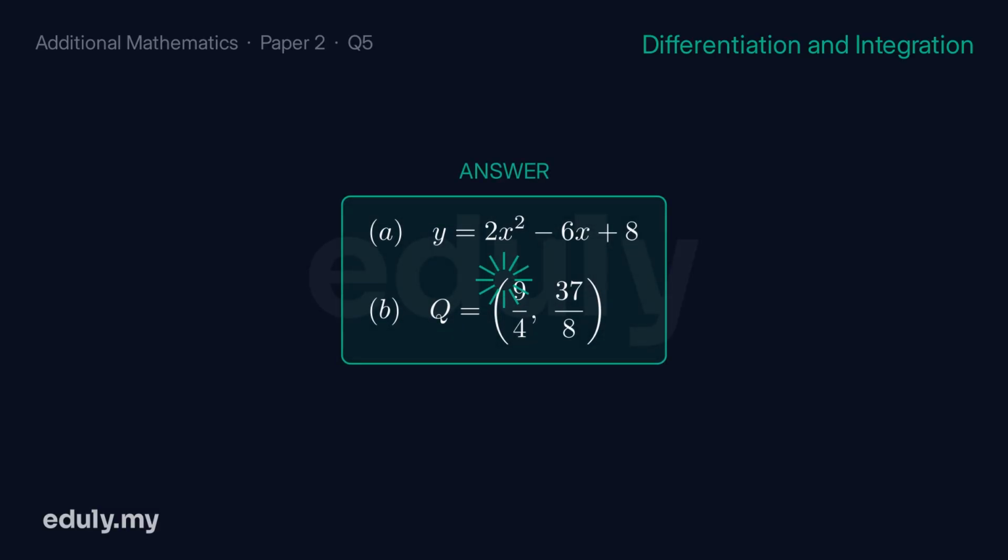Final answers. For part A, the equation of the curve is y equals 2x squared minus 6x plus 8. For part B, the normal meets the curve again at Q, 9 over 4, 37 over 8.